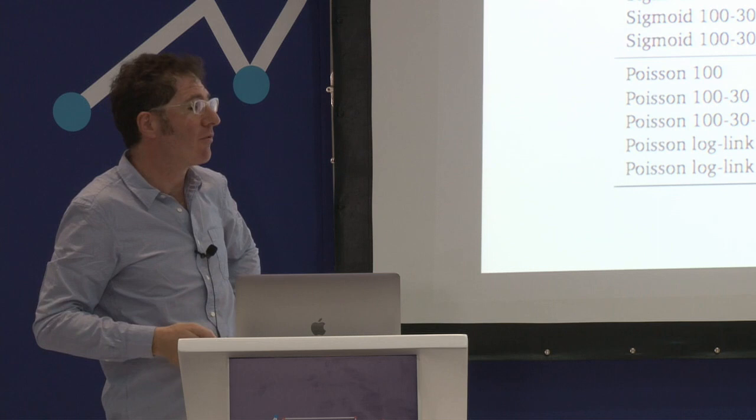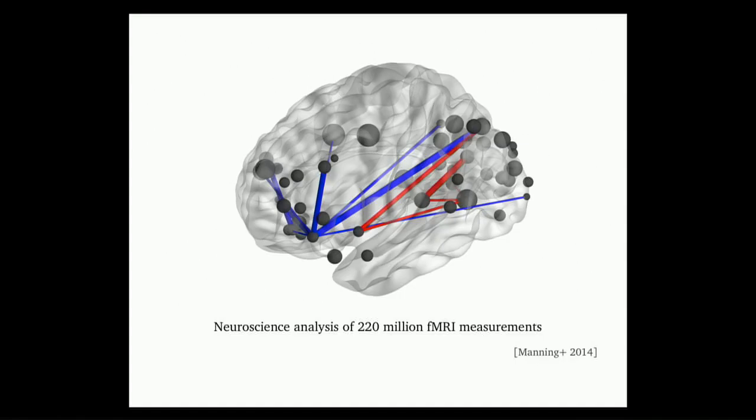All right, and that's also how we did this neuroscience analysis that I showed you in the beginning. This is also a complicated non-conjugate model because when you talk to the neuroscientists, they don't want to be constrained by a conditionally conjugate model. This is a complex spatial model of neuroscience activity.